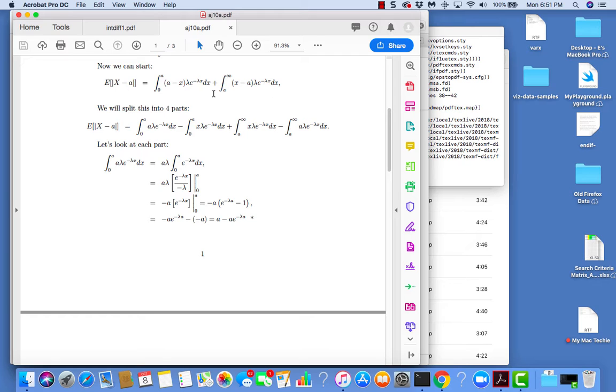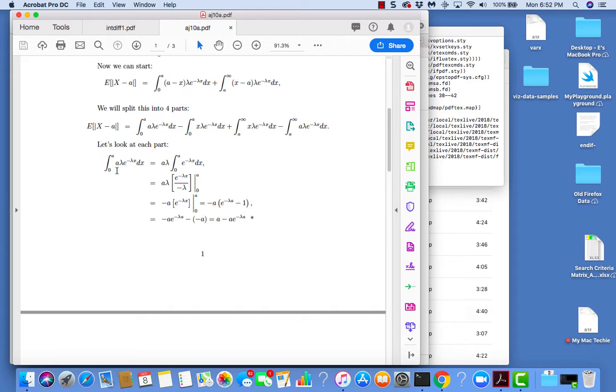So what I'm going to do is take these two integrals and split them into 4 parts. I'll have the integral from 0 to a of a times the exponential dx, then minus the second piece, minus the integral from 0 to a of x times the exponential dx, plus the integral from a to infinity of x times the exponential dx. And finally, we're going to subtract out the integral from a to infinity of a times the exponential dx. So we're going to integrate each part and then put all the parts together.